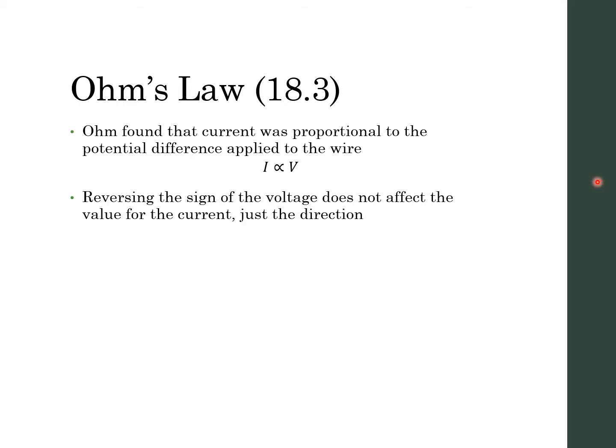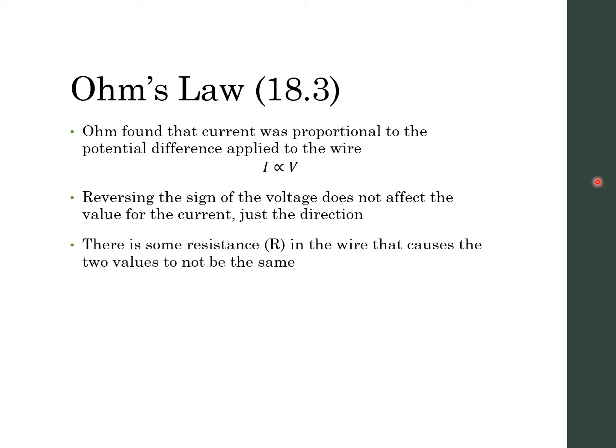And so he found that if you reverse the sign of the voltage, so you flip the direction the battery was plugged in, it doesn't affect the actual value for the current. It just changes the direction. So there's something inside of this wire and battery that's making it so the current and the potential are not equal to each other.